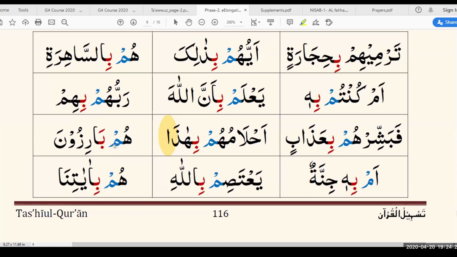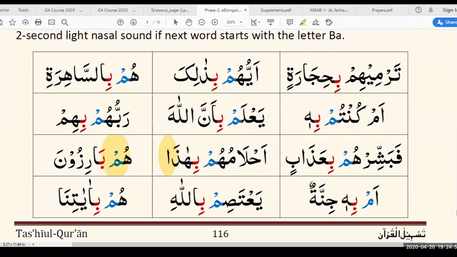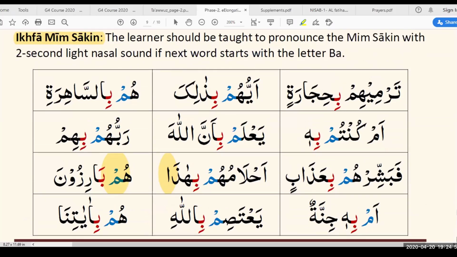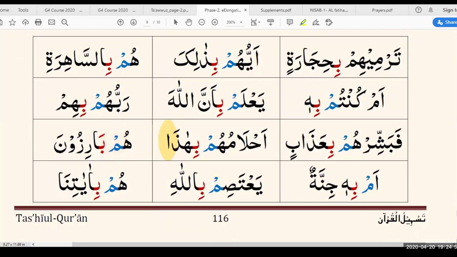Hum barizuna. Okay, can you tell me what mistake you made? Yeah, I had a rest gap. It's a 2-second count for the meem, but do you know the name for what you have to do here? Ikhfa. Yes, and specifically, to do with the meem. Ikhfa meem sakin. Good, mashallah. Okay, so read this word again one more time.